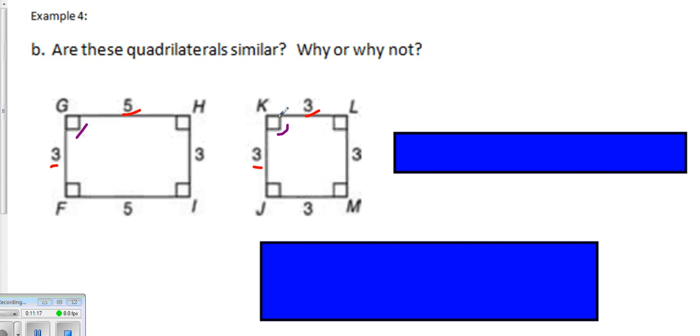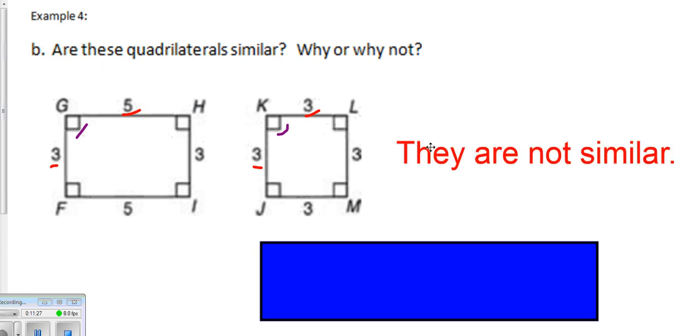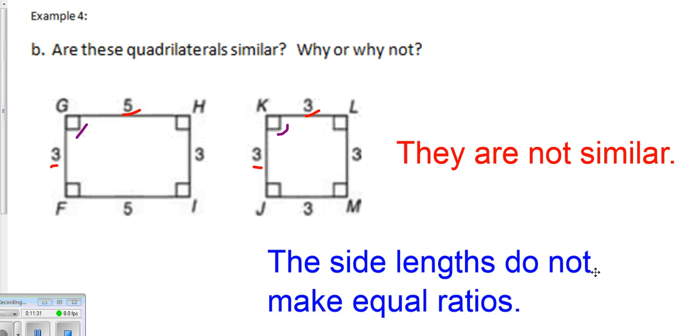So our side lengths do not make the same ratios. So even though they have all the same angles, it doesn't actually make the same looking shape. So in this case, we'd say they are not similar. Again, the side lengths do not make equal ratios, or another way of thinking about it, they do not make the same shape. So these ones would not be considered similar.